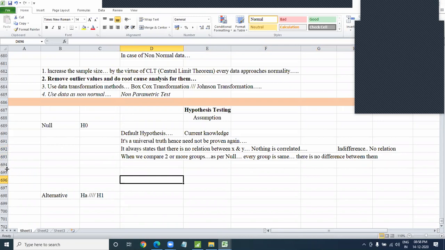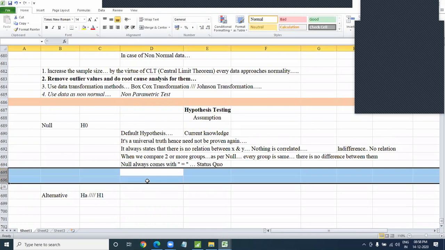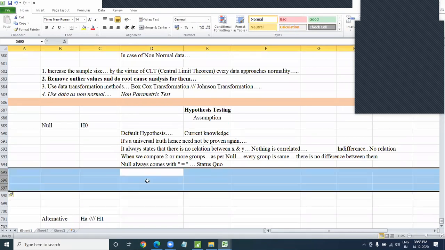Now, to understand this better, one more thing: null always comes with an equal to, so basically the status quo sign. Null will always talk about equal to something. Because it always says everything is the same, it always comes with an equal to. Let me give you some examples and we'll be able to make sense out of this. Whatever we've written, we'll come back and try to understand with those examples.